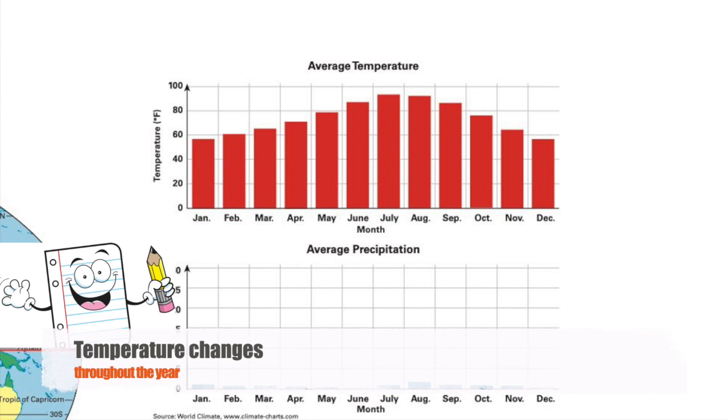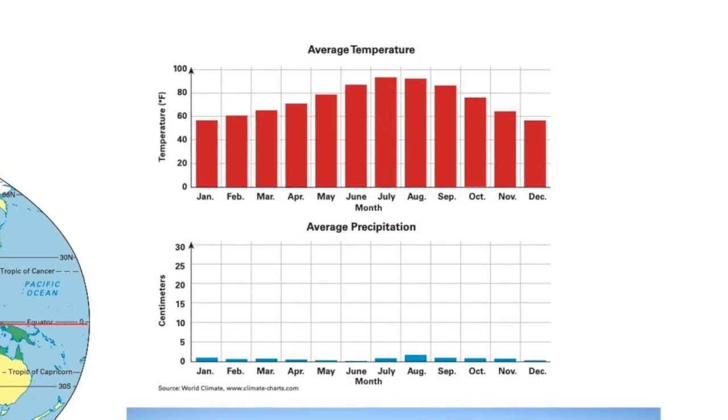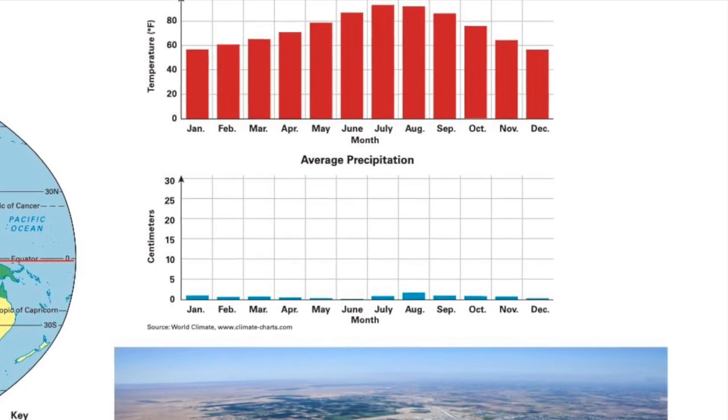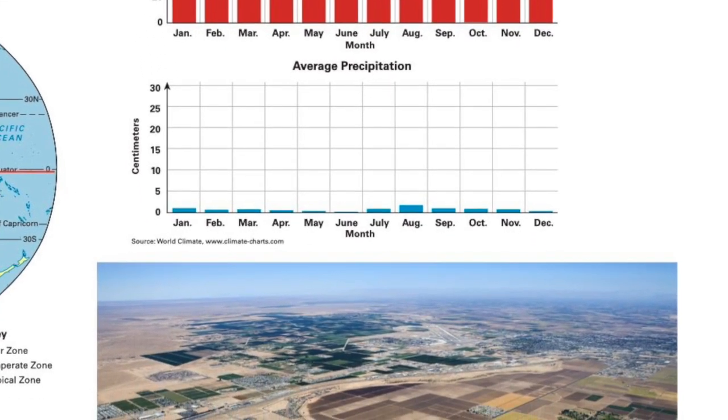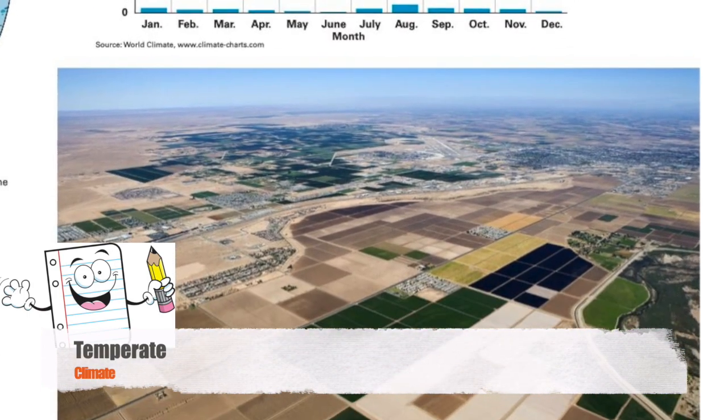In fact, Yuma is known for being the sunniest place on Earth. The sunlight warms up the city. Yuma is also known for being one of the driest places on Earth. It rarely rains in Yuma. Because the temperatures change throughout the year, Yuma and the area around it have a temperate climate.